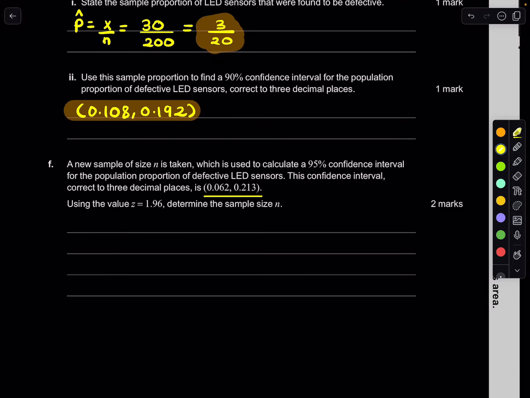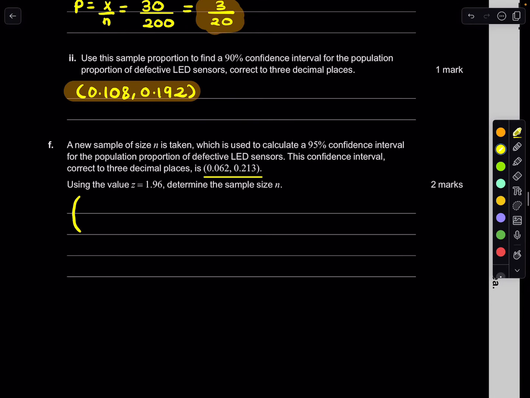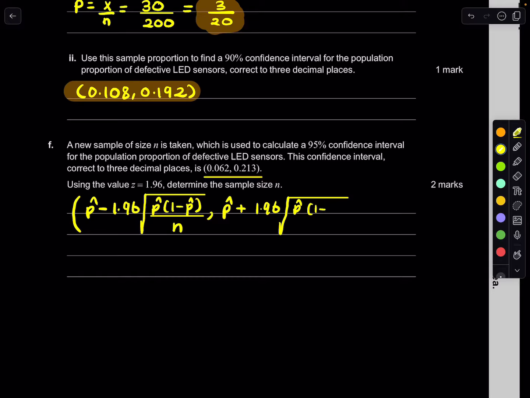What you can do is you can make 2 simultaneous equations. So write the formula for the confidence interval. Let's write that down. So it's basically p hat minus z. Now z is 1.96, they've actually given us that, times the square root of p hat times 1 minus p hat, all being divided by n, the total, comma, and we do the same, plus 1.96 times the square root of p hat times 1 minus p hat over n. Beautiful. So this is our confidence interval formula.